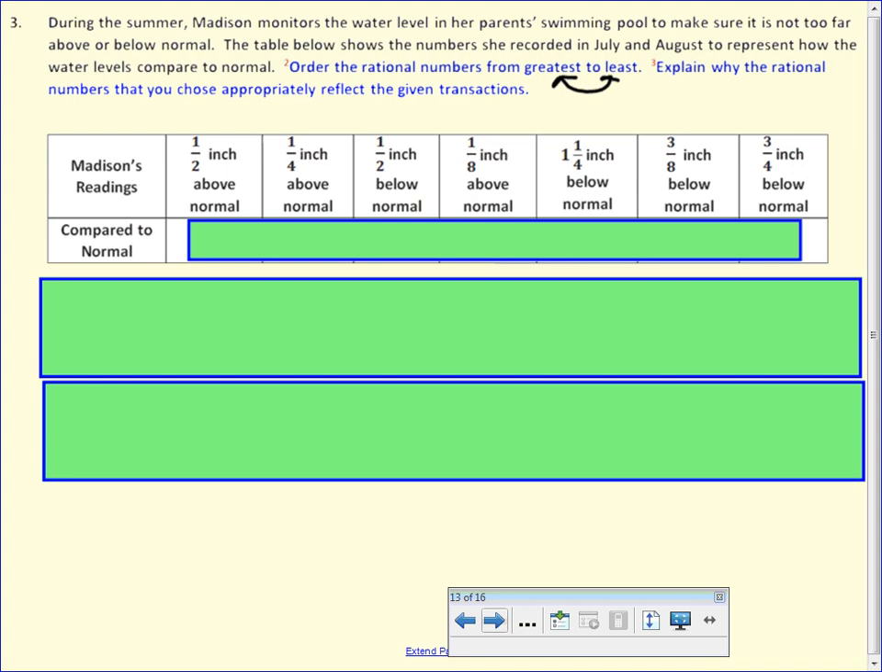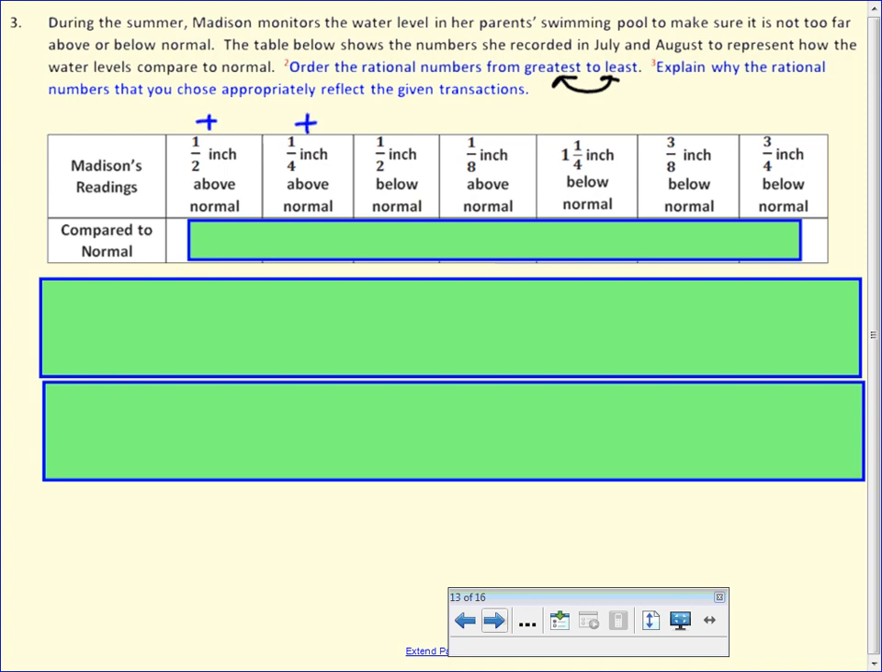During the summer, Madison monitors the water level in her parents' swimming pool to make sure it's not too far above or below normal. The table below shows the numbers she recorded in July and August to represent how the water levels compared to normal. So if it's above normal, is that going to be positive or negative? If it's above what it should be, there's more water than it should be, so that would be positive.